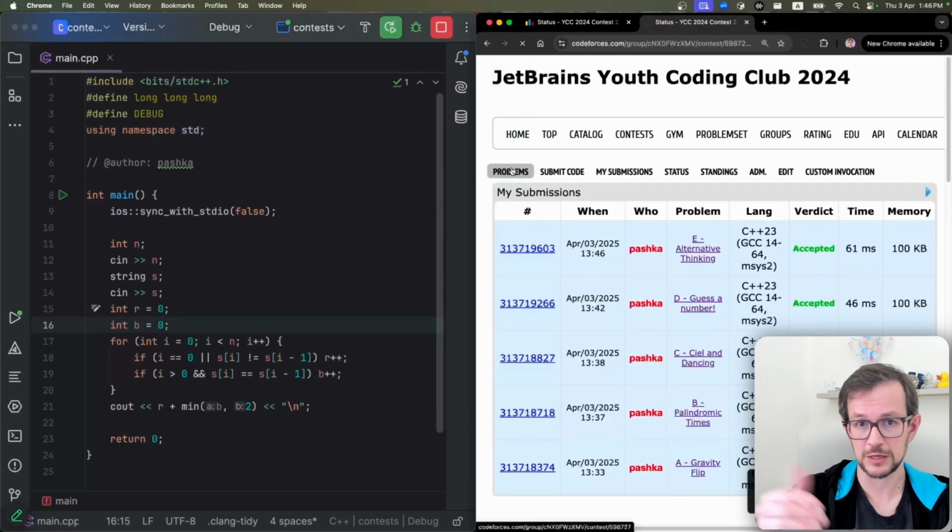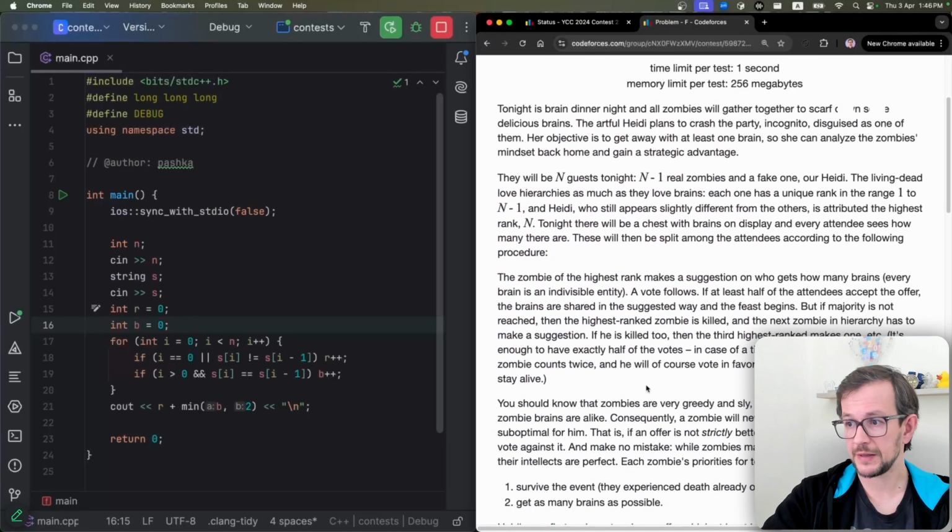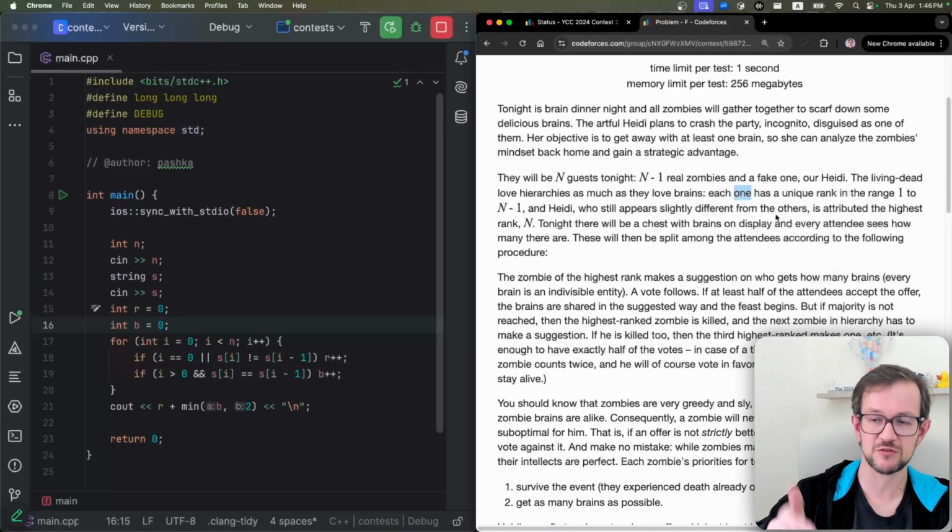Interesting problem, solution is kind of short. Okay, now we move into the last 3 problems about zombies. Okay, problem F. Problem F and problem G introduce you to the strategy, how it all is going on.